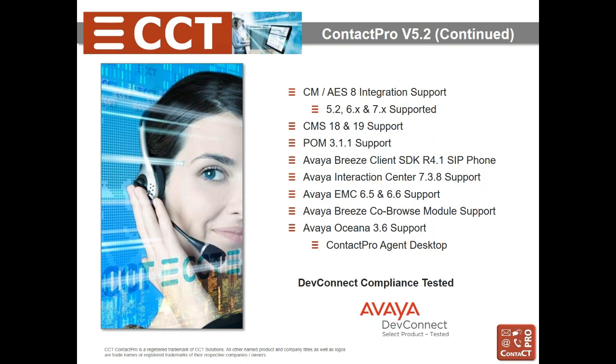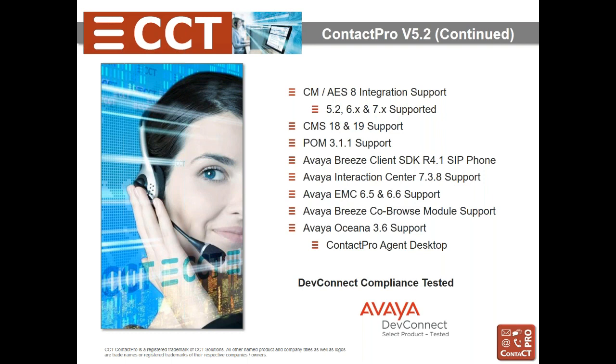And then the last thing that we've been working on, and we're really working with Avaya closely on, is the Avaya Oceana environment, where just like with the Interaction Center and EMC environment, we can be that agent desktop on top of an Avaya Oceana routed environment. What this does is provide customers a migration path into the future, at some point, to migrate at their own pace. You don't have to move to Oceana all at once.